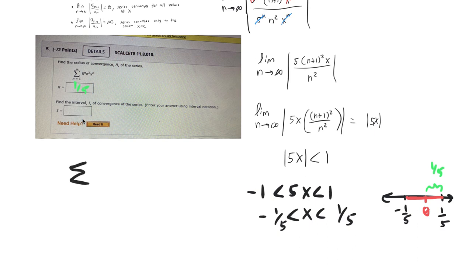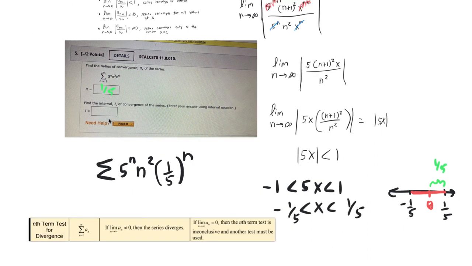If we were to substitute positive 1/5 in for x, we would have the following series. We would have this. Okay. Now, this is a good candidate for the nth term test for divergence, which basically says if the limit of this whole expression as n approaches infinity does not equal 0, then the series diverges, okay?